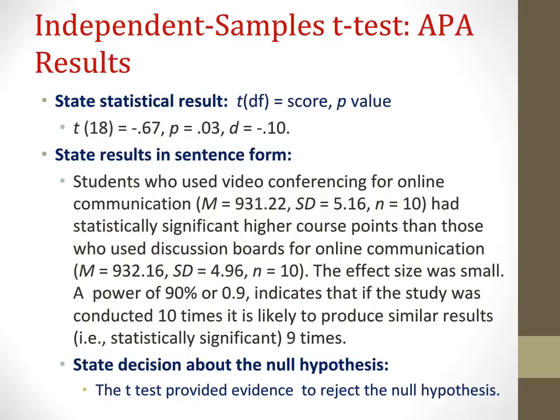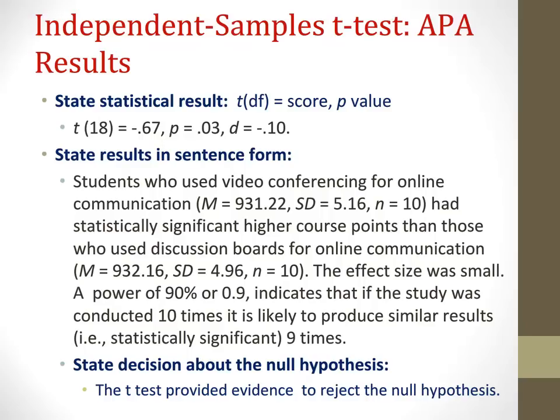And then let's say the power was 0.9. Here the researcher would communicate a power of 90%, or 0.9, indicates that if the study was conducted 10 times, it's likely to produce the same results 9 times. That means that the researcher can say that with 90% certainty the results were correct, that the researcher correctly rejected the null hypothesis.